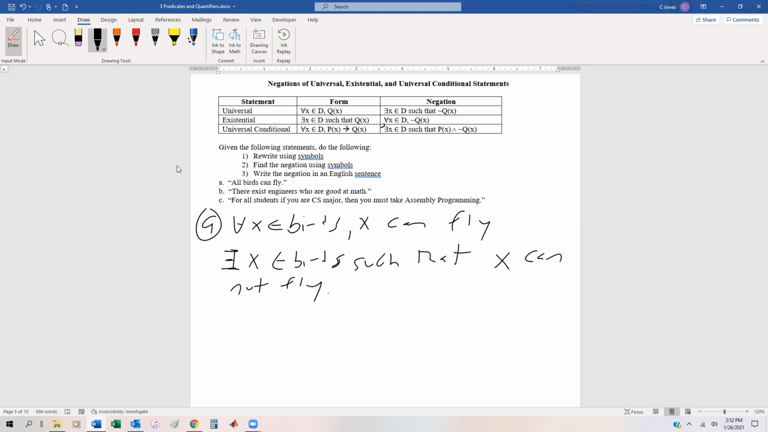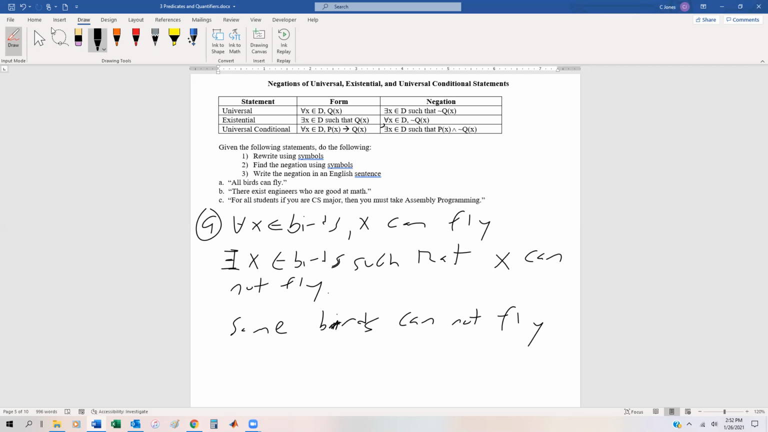And then finally, if we want to write that in an English sentence, we could just say some birds cannot fly. So that's a pretty easy one.